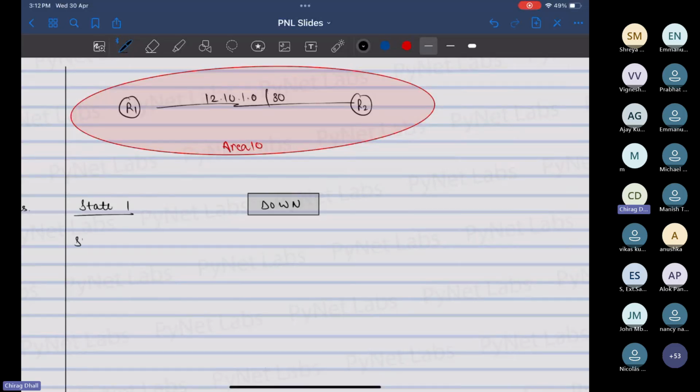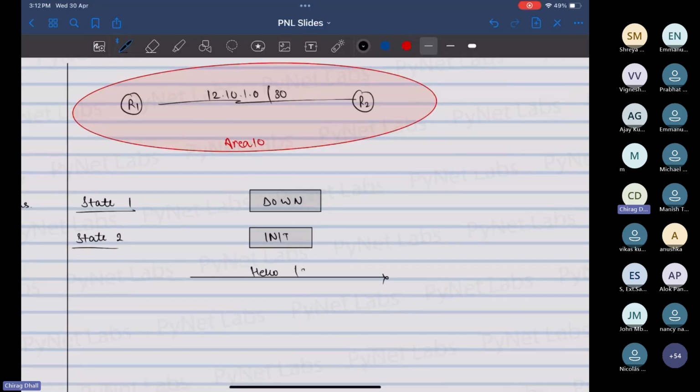After that, you enable OSPF on the device. You get into state 2, which is called init. In the state init, initialization happens, OSPF is enabled, and a hello message is generated. So on the router where you enable OSPF, that router will generate a hello message for the connected devices. And this hello message will be sent on the multicast address 224.0.0.5. Clear?